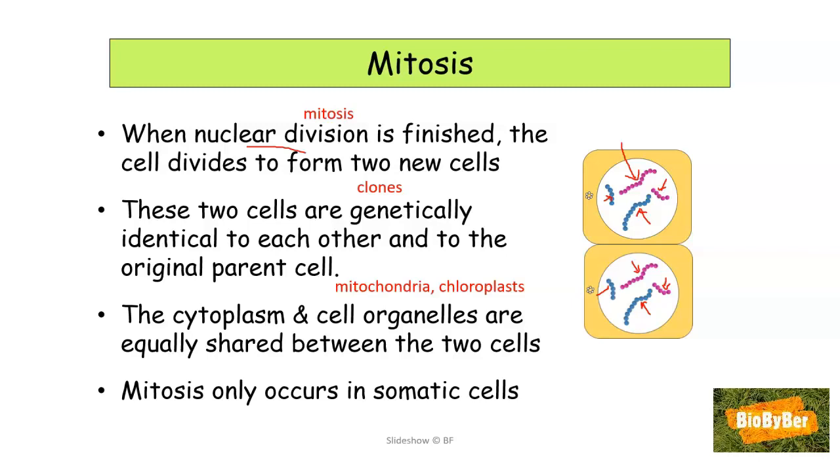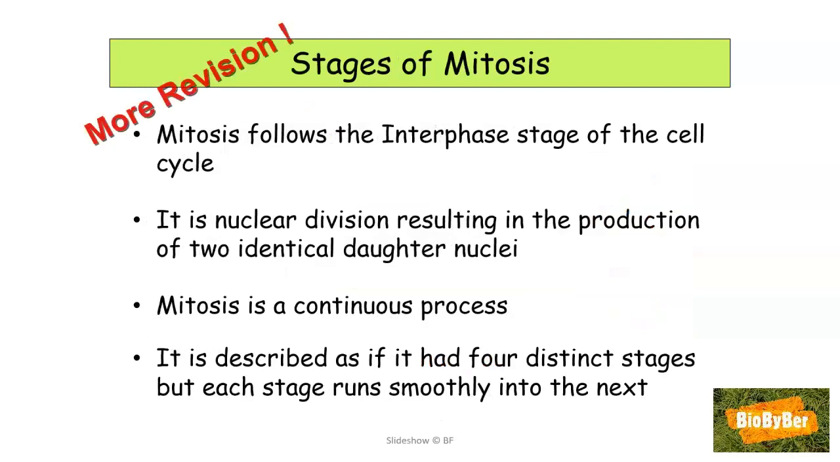Also, we must realise that mitosis only occurs in somatic cells. Now that's a new term. Somatic cells is just a science term for normal body cells. Now looking at mitosis again, we've learned in a previous video that mitosis follows the interphase stage of the cell cycle. You might recall from a previous video that the cell cycle is really the story of a cell's life. Let's pop back and have a brief revision of that before we move on.